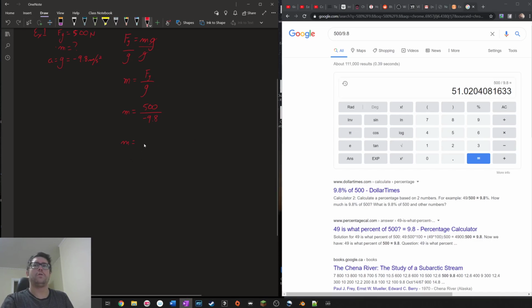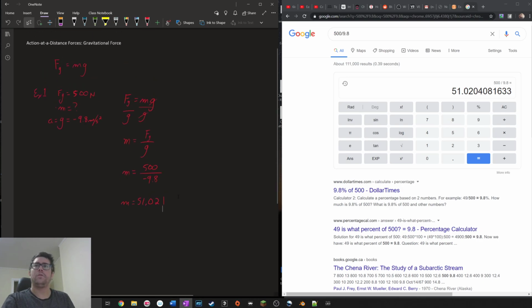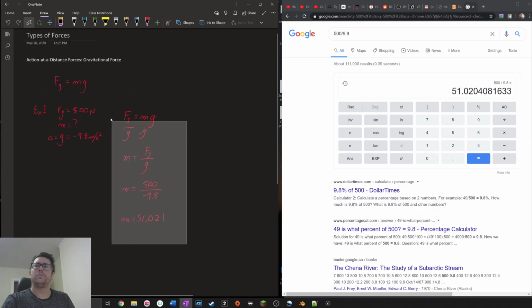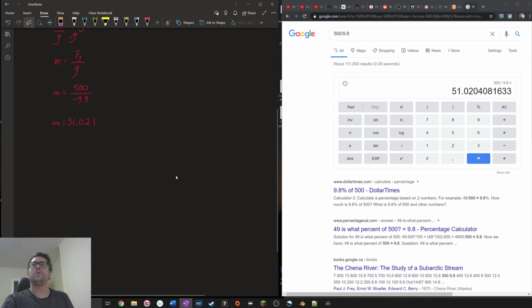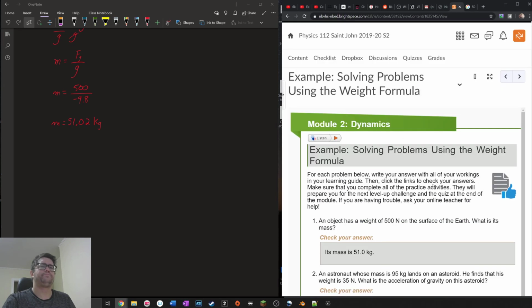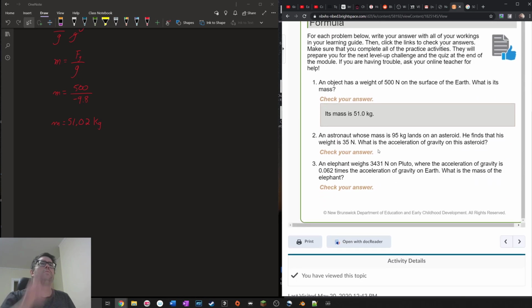51.02 kilogram. So my answer is more precise. I recommend always 2 or 3 decimals for kilograms and 1 digit only for degrees.